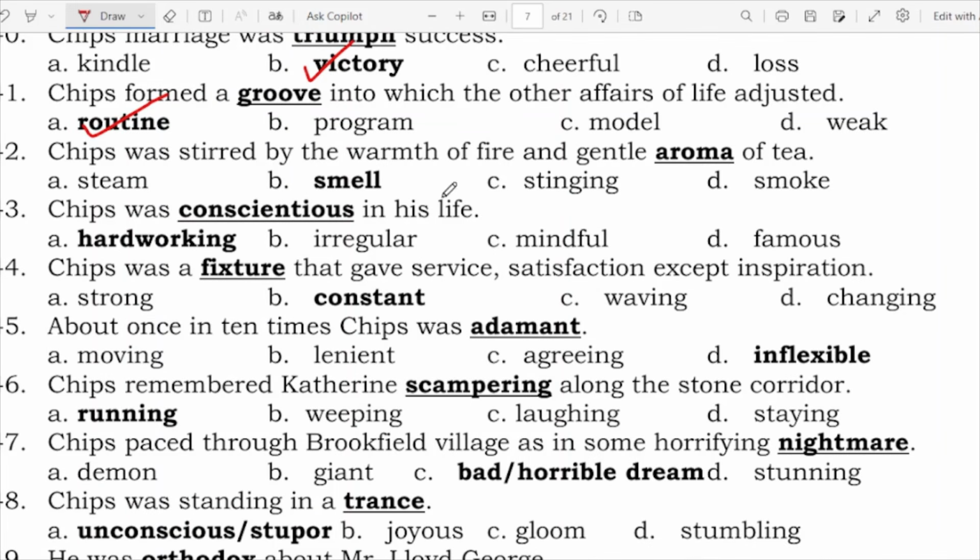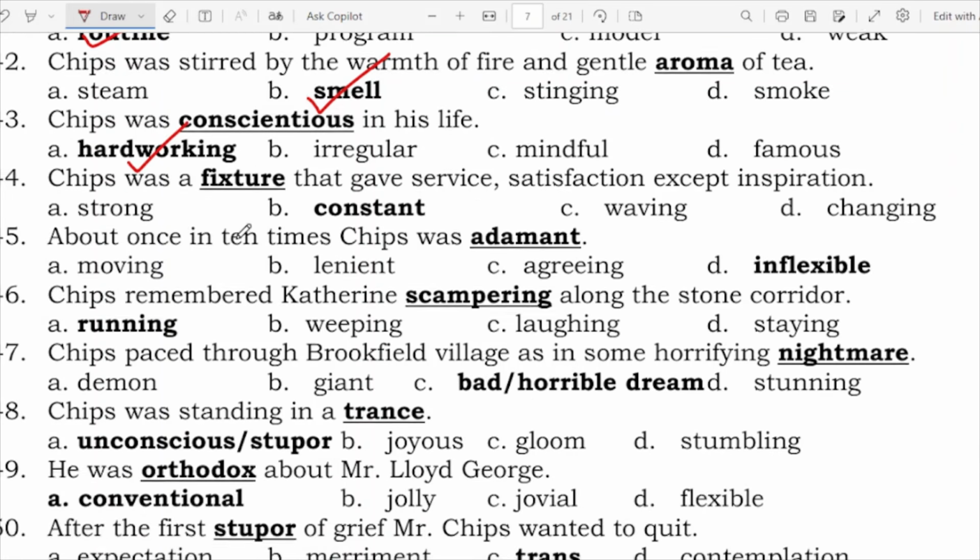Aroma of tea, that is the sweet smell of any eatable things. Chips was conscientious, very hard working. This is also a very important word. Fixtures, that is a constant. This is from the Chips novel.